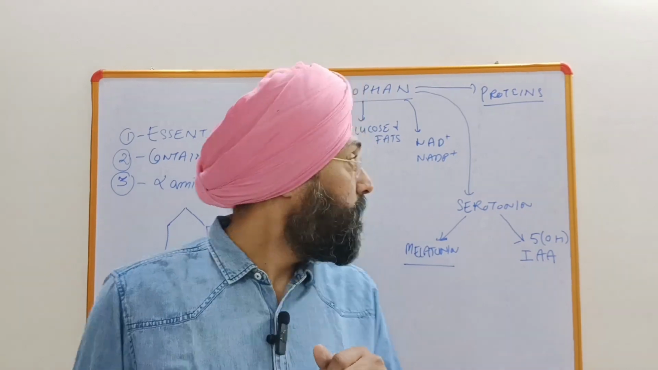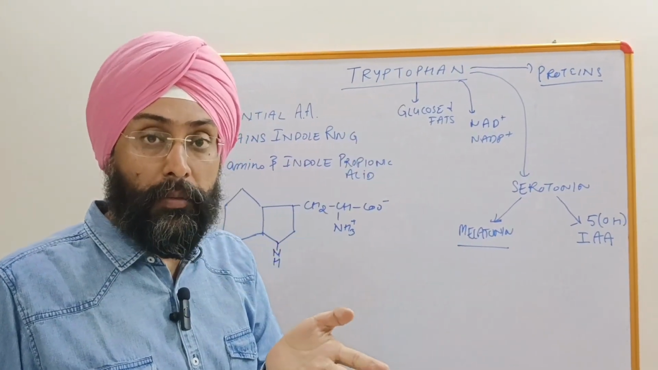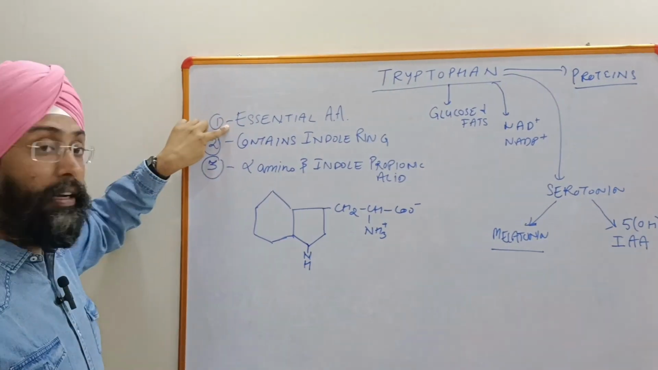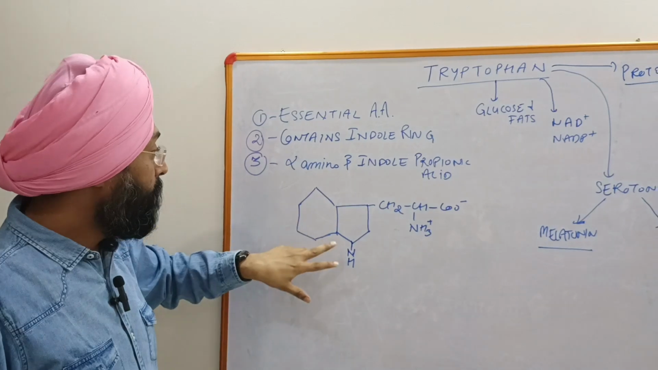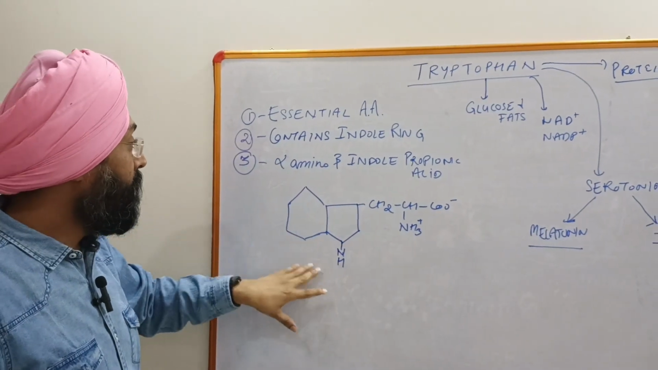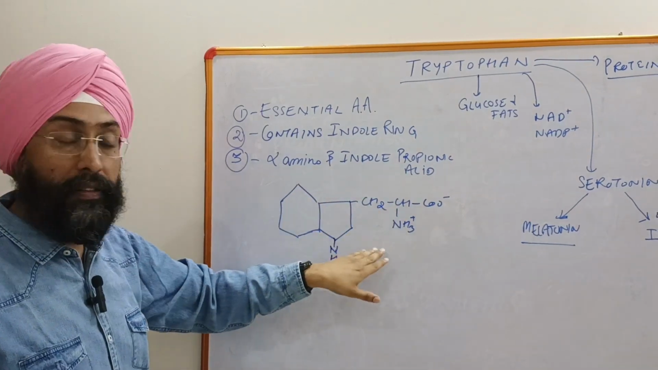So today we'll discuss tryptophan metabolism. First of all, I will start with a brief introduction of tryptophan. It is an essential amino acid, right? And it contains an indole ring. So this is the basic structure of tryptophan, and chemically it is alpha amino beta indole propionic acid, right?